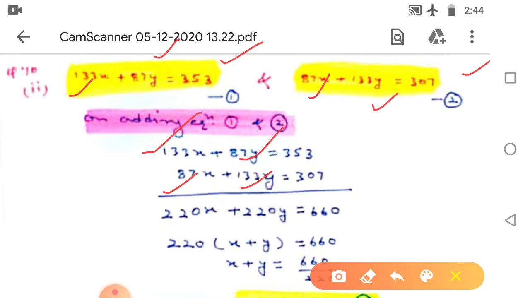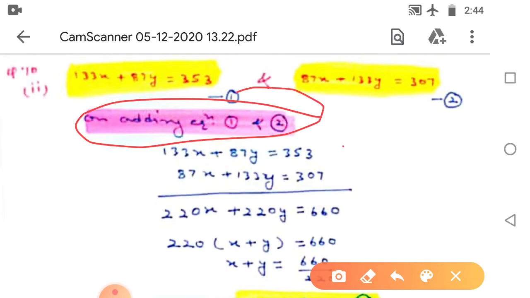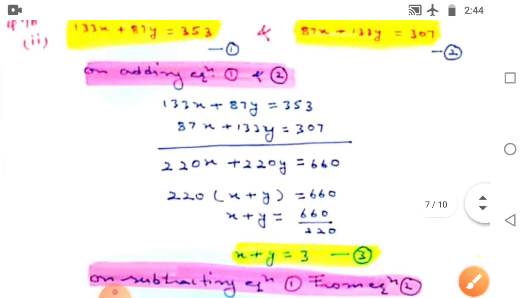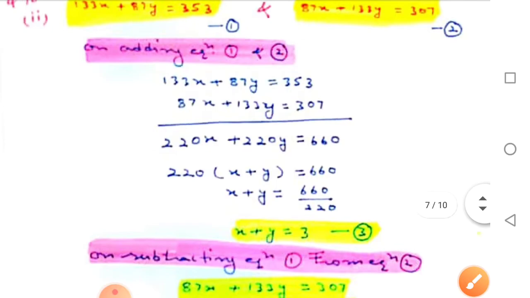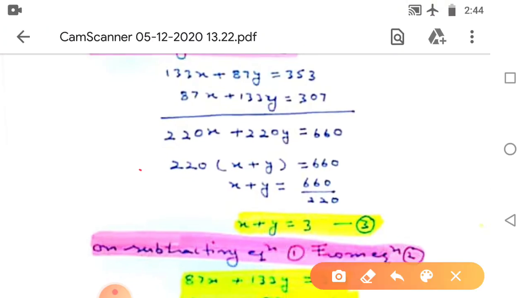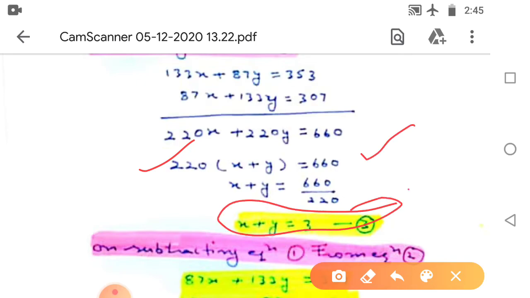In these type of equations, one time you have to add equations 1 and 2. If you add 1 and 2 here, we get 220 into x plus y is equal to 660, and finally one equation comes, that is x plus y is equal to 3 after adding equation 1 and 2.